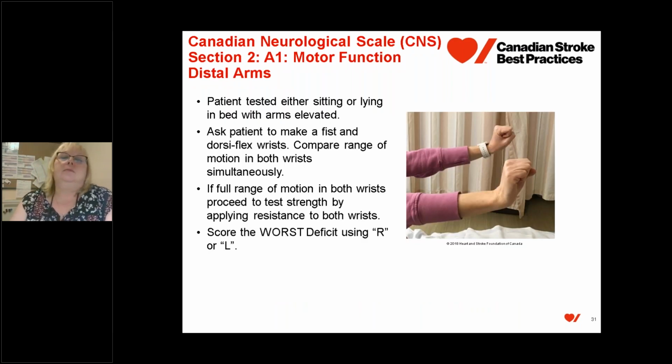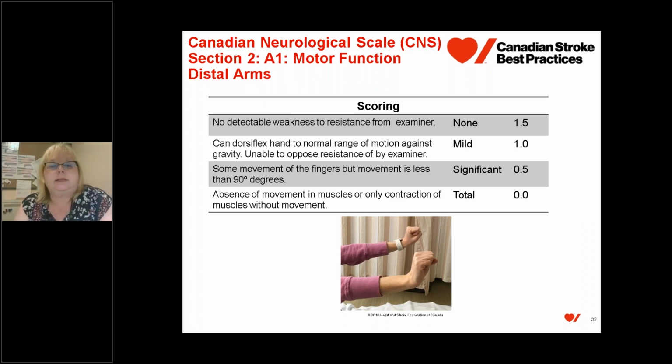We now move on to motor function in the distal arms. Patients can be assessed either sitting or lying. We are asking them to elevate their arms, make a fist, and dorsiflex their wrists. Here we're able to compare each range of motion in each wrist simultaneously. If the patient is able to do full range, we then would test strength by applying resistance to both wrists. Scoring is the same as it is with proximal arms.